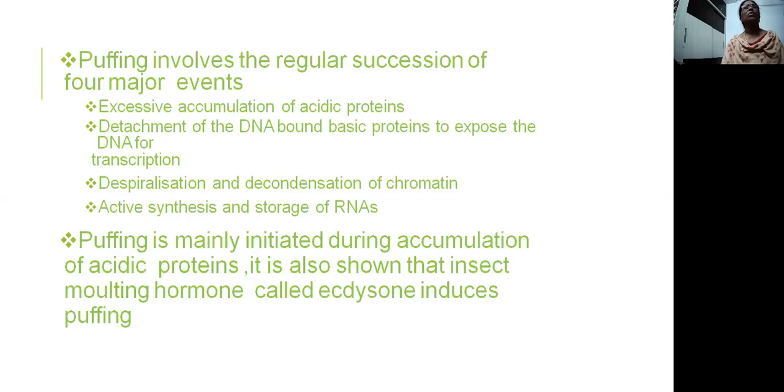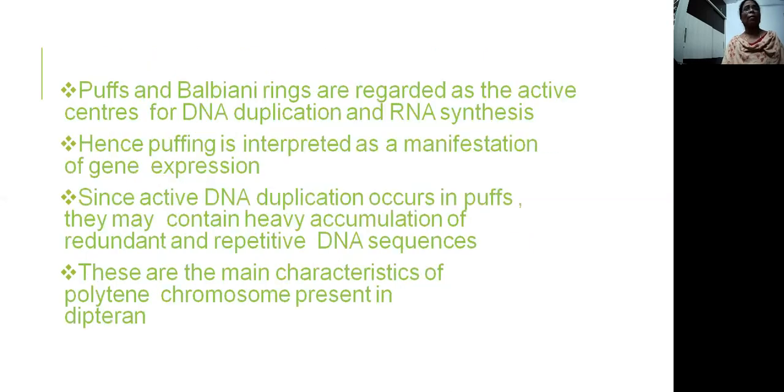So this puffing involves a regular succession of four major events. One is excessive accumulation of acidic proteins, detachment of the DNA-bound basic proteins to expose the DNA for transcription, despiralization and decondensation of chromatin, and active synthesis and storage of RNAs. So this puffing is mainly initiated during the accumulation of acidic proteins. It is also shown that the insect molting hormone called ecdysone induces puffing.